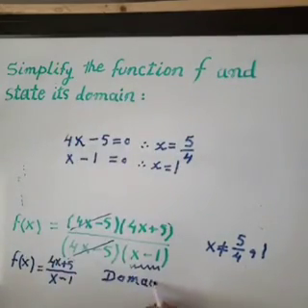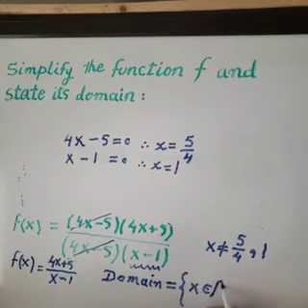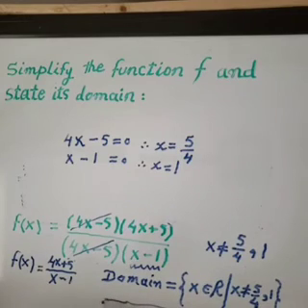The domain is x belongs to the real numbers R except x not equal to 5 over 4, or 1, and this is the domain. This is the domain, and this is the simple form of the function.